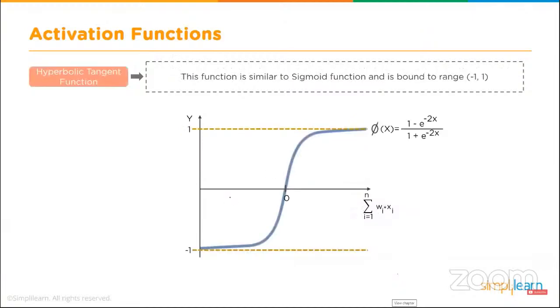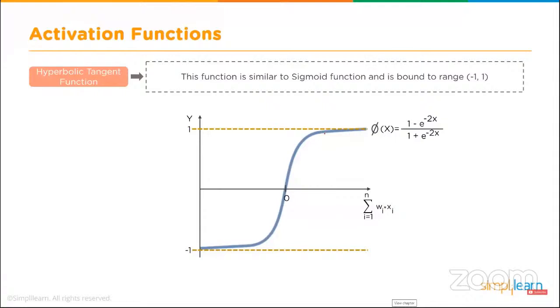All right, so this is the hyperbolic tangent activation function. The function looks similar to the sigmoid function. If you see the shape of the curve, it looks similar. But the difference between hyperbolic tangent and sigmoid is that in the case of sigmoid, the output goes from 0 to 1, whereas in the case of hyperbolic tangent, it goes from -1 to 1. Otherwise, the shape looks very similar.